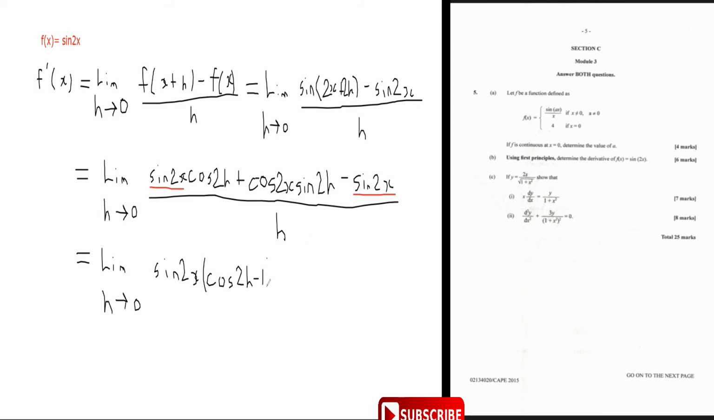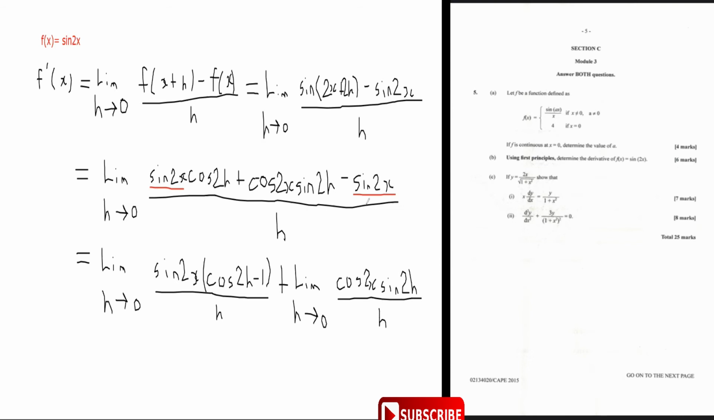All right. And instead of writing everything over h, I'm going to divide this part specifically by h and write plus the limit as h approaches 0 of cosine 2x sine 2h over h. All right.